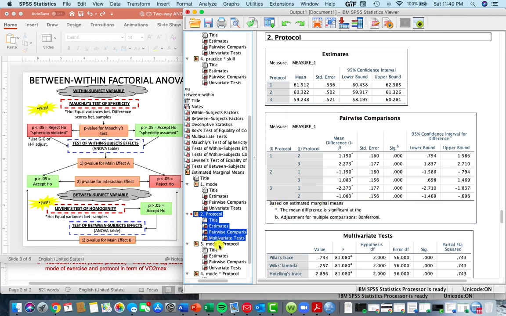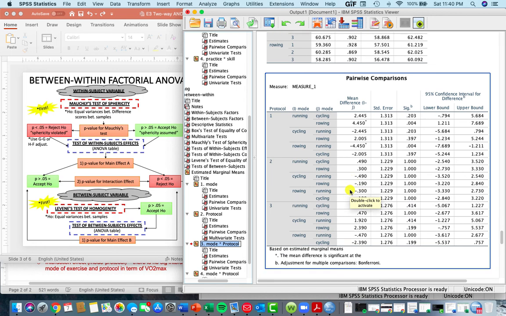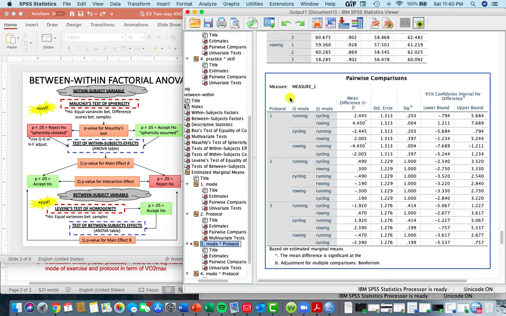Okay. If we look at the interaction effect, however, remember the first one that we entered in was looking at mode within protocol. So within the Bruce protocol, which modes of exercise had significant differences? In this case, we could see running and rowing were significantly different from each other when considering the Bruce protocol on the treadmill.